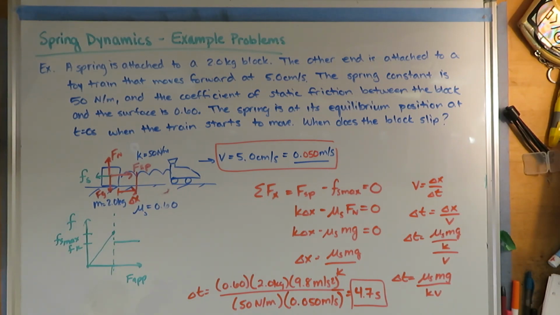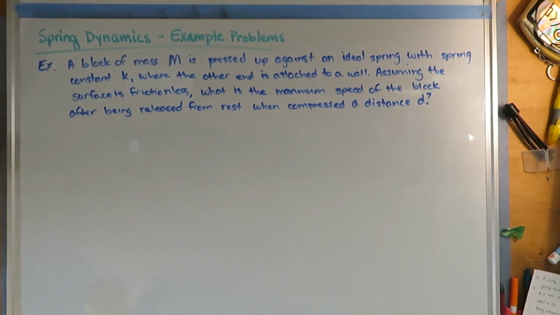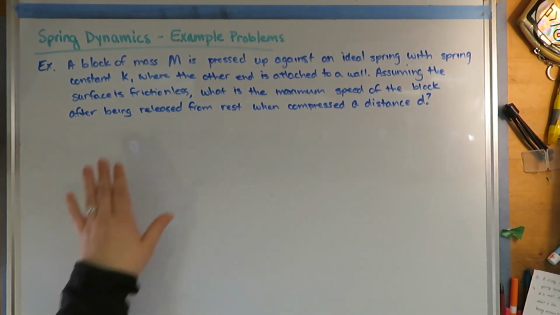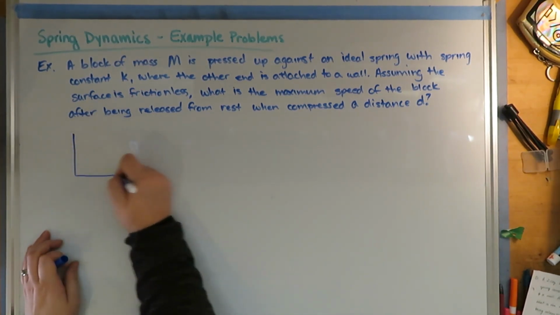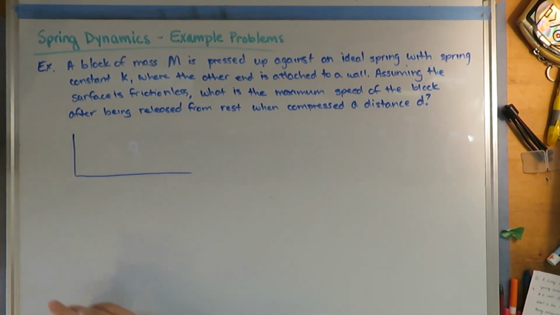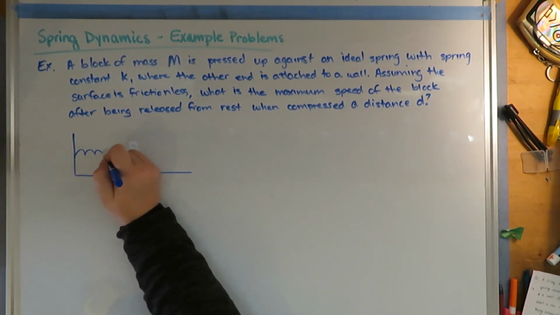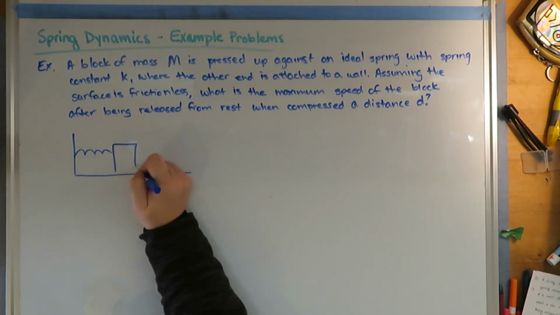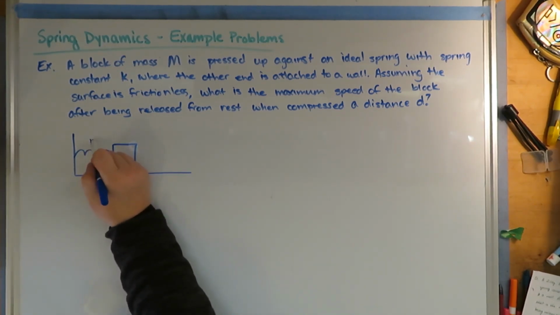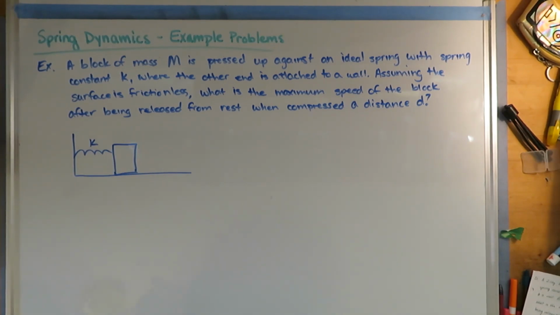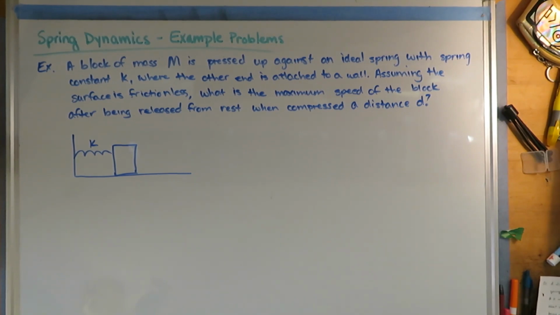There were no accelerations. Looking at this situation, we have a non-numeric problem where we have a block of mass m pressed up against an ideal spring that has a known constant k. The other end is attached to a wall. So if we take a picture here, this is a horizontal situation. Then we have a frictionless surface, so we don't need to worry about friction. And then it says we're basically going to compress it a distance of d.